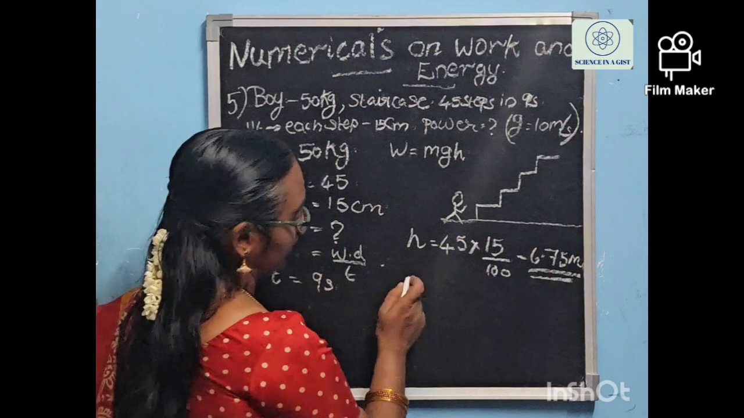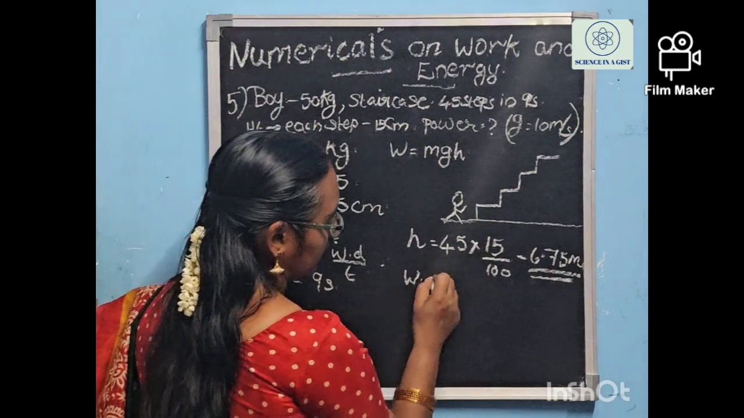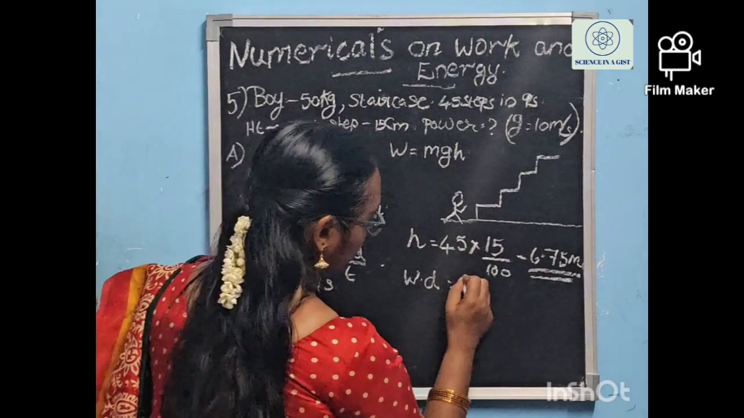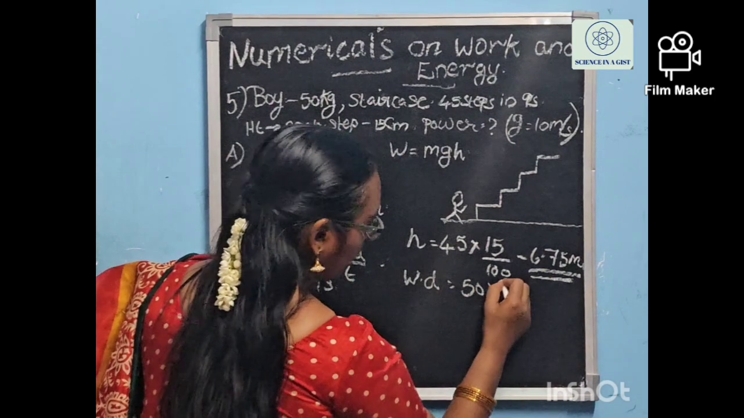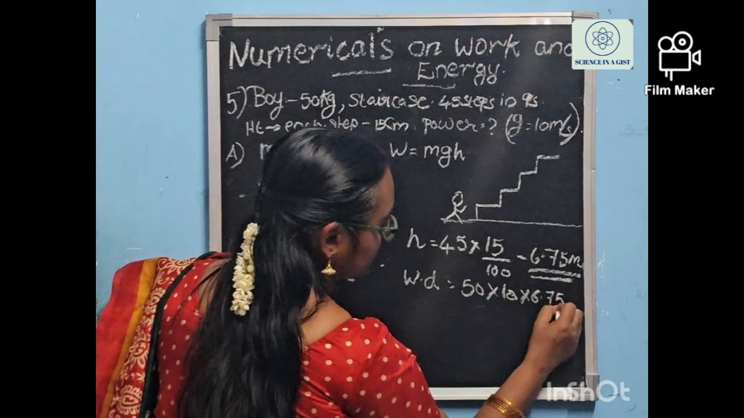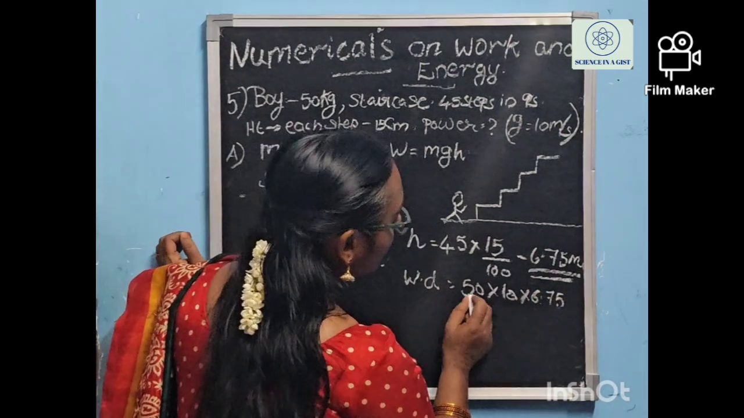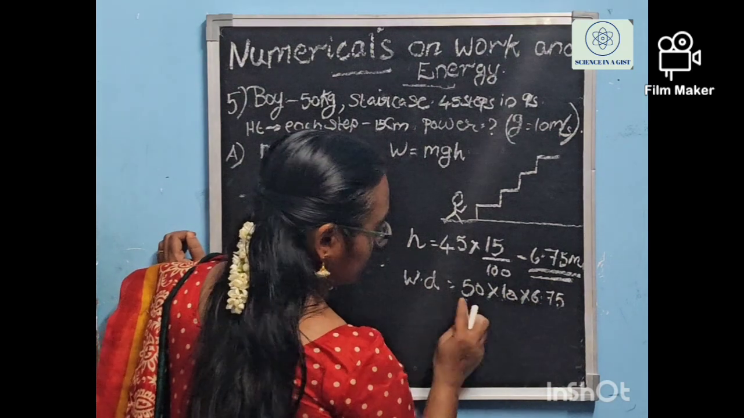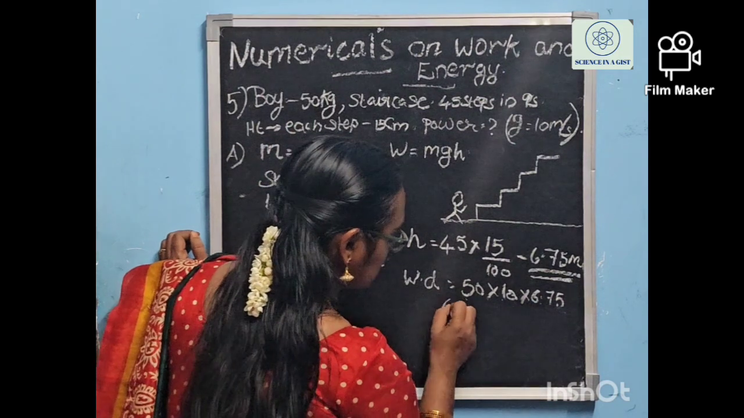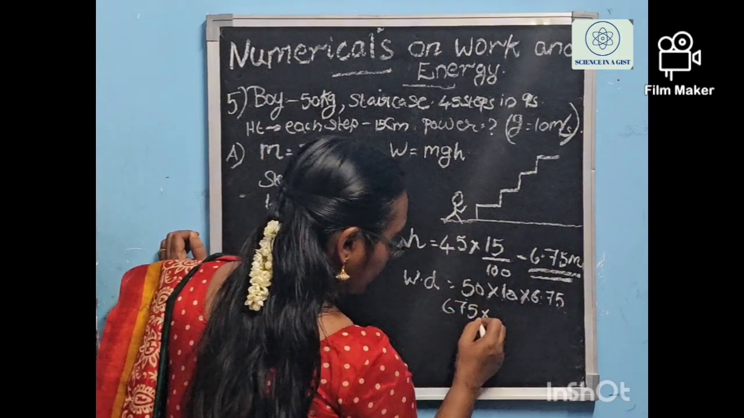Now can we apply work done? Work done is equal to mgh, which is 50 into 10 into 6.75. What is the answer you are getting? Can we find it out? 50 into 10 into 6.75. These two zeros will cancel these decimal places. So we can do 675 into 5, isn't it?